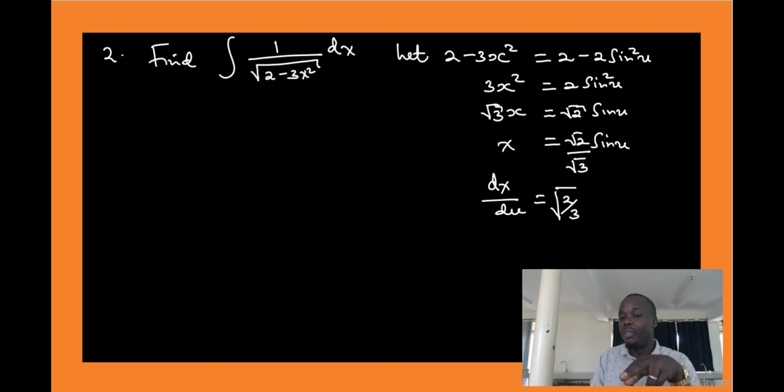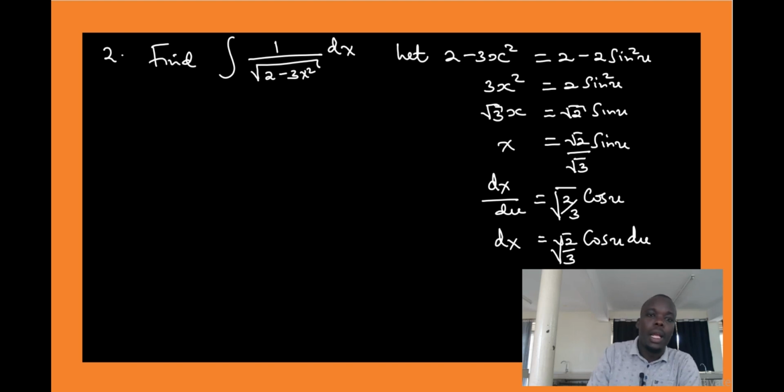Then remember, we are differentiating this. You differentiate sine of u with respect to u, you will get cos of u. So make dx the subject. Dx now becomes root of 2 out of 3, let me elongate this root sign, so it's supposed to be root of 2 out of 3, then cos u, then du. There we are. Now, after this, we shall go back and do the substitutions.